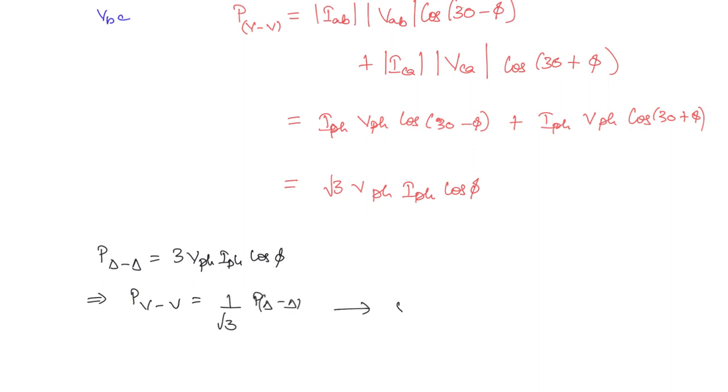So in terms of percentage you are going to get 57.7%. Okay, so just because one winding is removed, 2 by 3 of the power will not be delivered. 2 by 3 is 66.66%, right? So still lesser than that power is going to be delivered. Only 57.7% of power is going to be delivered in an open delta connection.